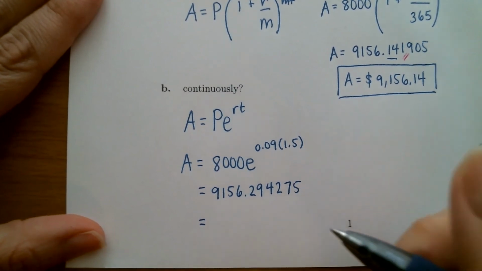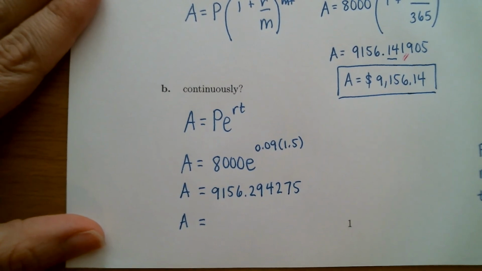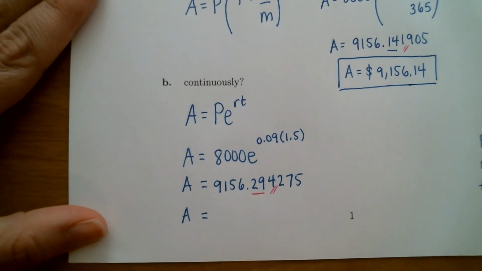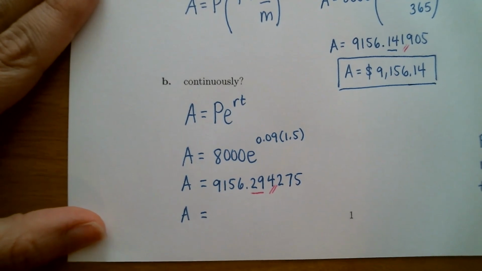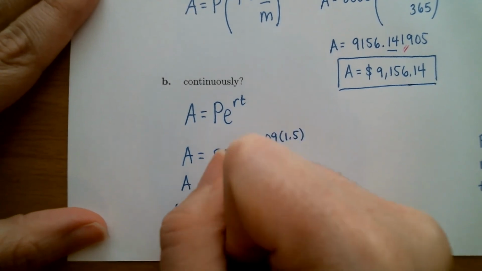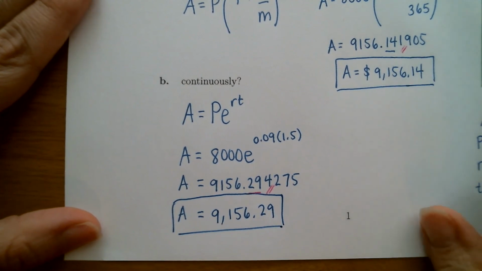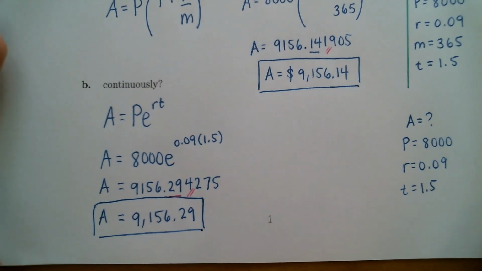Okay, so if we go ahead and round this, our final answer for continuous compound interest, you've got 29 cents, and then you've got to look at the number after. It's a 4, so it's going to stay 29 cents. So if you compound continuously, you're getting a whopping 15 cents more. You're going to get $9,156.29 as opposed to $9,156.14 when you compounded the interest daily. Okay, so theoretically, it sounds like you're going to get a whole lot more money, but you don't actually do so, unfortunately. All right, let's take a look at the next example.